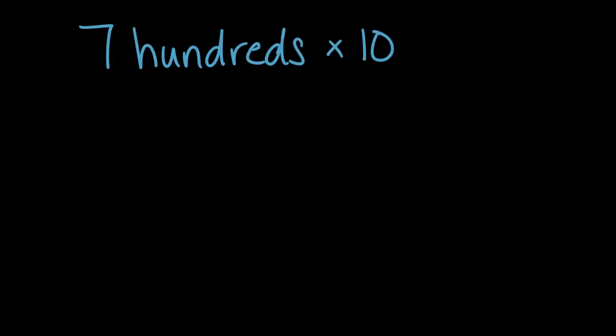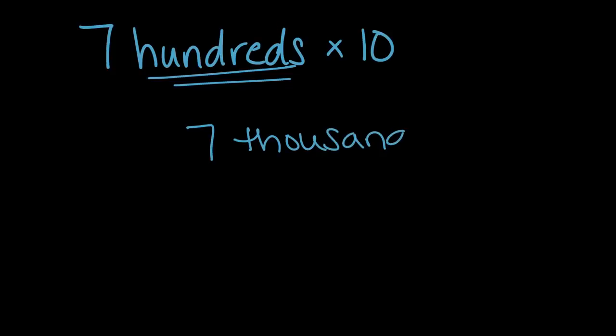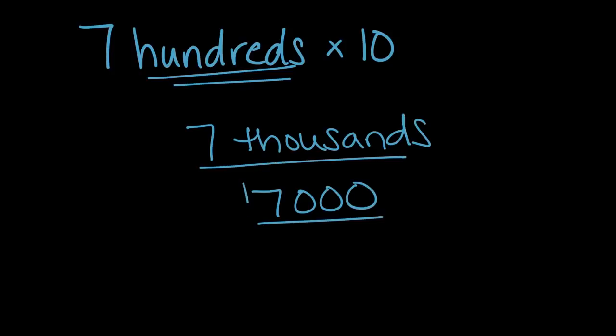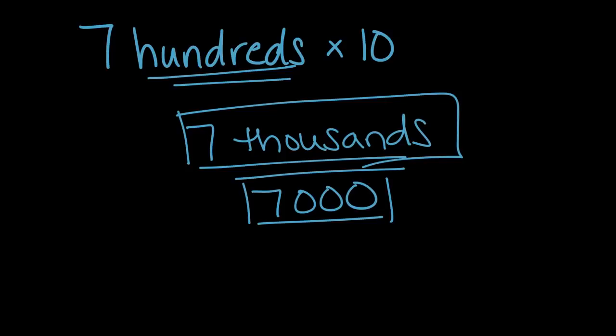So if we do that with this same question, 7 hundredths, if we move hundreds one place value to the left, we'll end up with thousands. So 700 times 10 is 7 thousands. Or as we saw earlier, 7,000. So either one of these is a correct answer. 700 times 10 is 7,000.